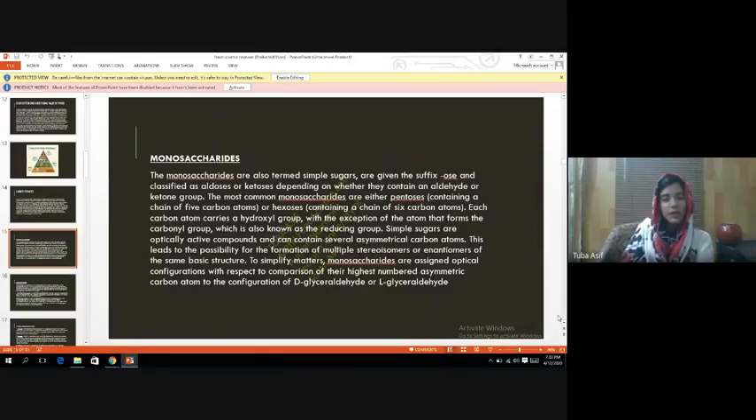Each carbon atom carries a hydroxyl group with the exception of the atom that forms the carbonyl group, which is also known as the reducing group. Simple sugars are optically active compounds and can contain several asymmetrical carbon atoms. This leads to the possibility for the formation of multiple stereoisomers or enantiomers of the same basic structure. To simplify matters, monosaccharides are assigned optical configurations with respect to the comparison of their highest numbered asymmetric carbon atom to the configuration of D-glyceraldehyde or L-glyceraldehyde.